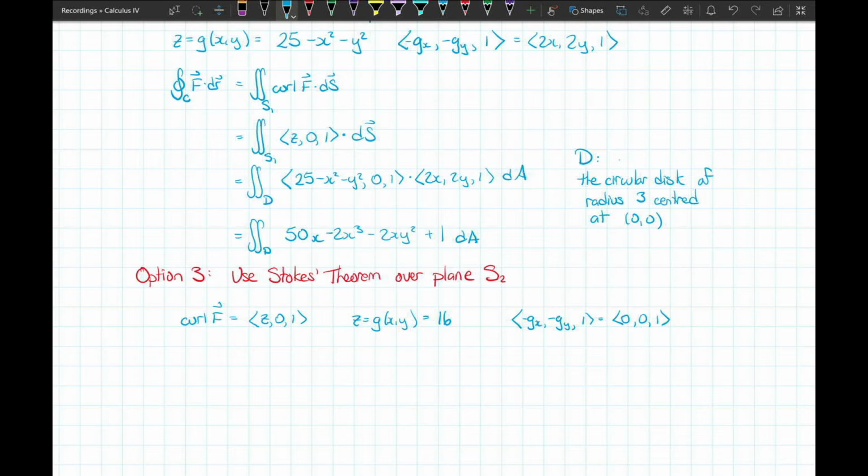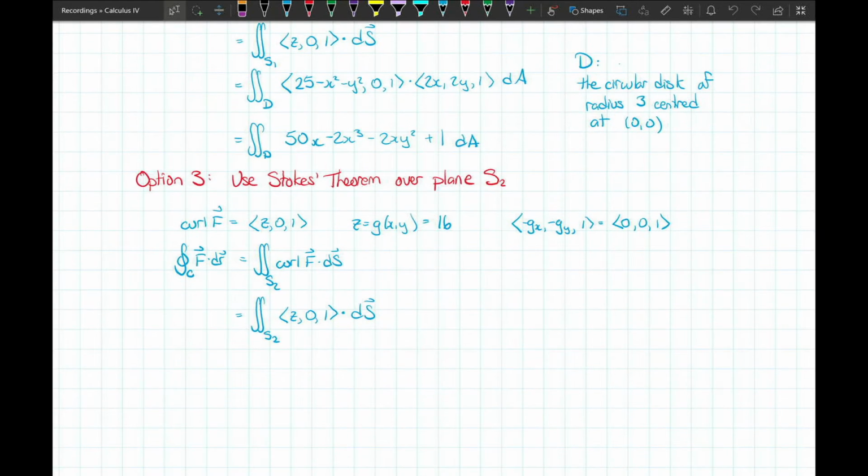That makes this surface integral probably the easiest one yet. We get to repeat the same couple steps initially as in surface S1, which was the paraboloid. Only this time, when we change to a double integral, we're going to be looking at a much easier dot product, and we only have to substitute z equals 16 into our vector field. Well, you couldn't end up with a much better dot product than that. 16, 0, 1, dot product with 0, 0, 1 is just simply equal to 1.